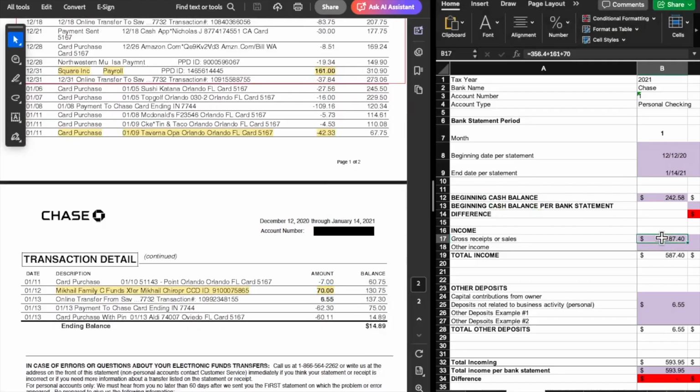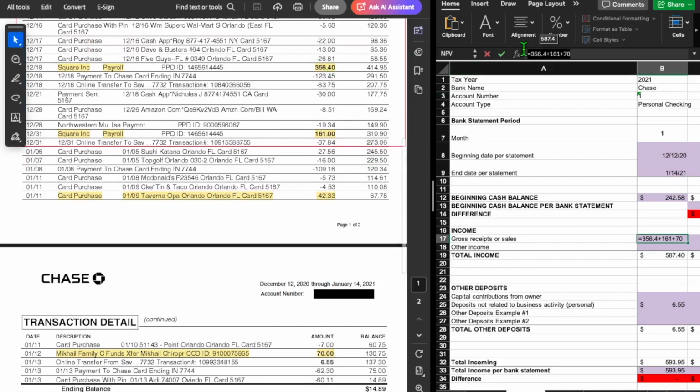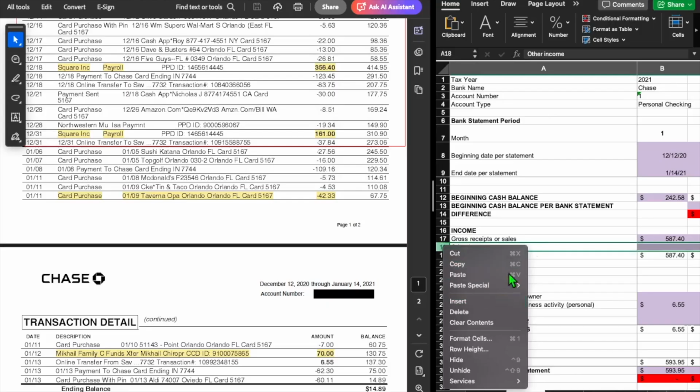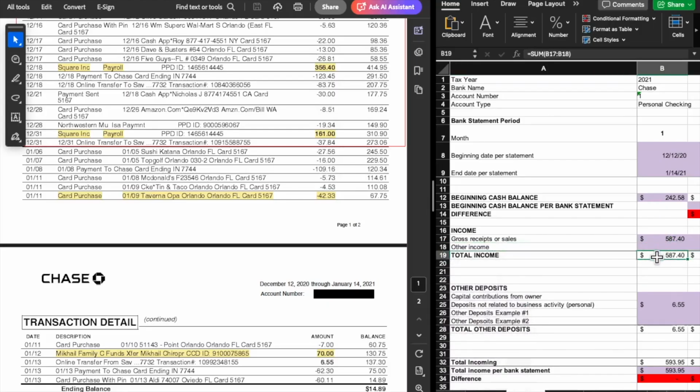So pretty much what I did, and there are different ways you can do this. You can just do a formula where you do equals, and then you just put the numbers, 356.4 is what's right here, plus 161, plus 70. You can add up everything onto one line, or you can insert multiple lines and just have the formula over here add them all up. Personally, I like to just put everything onto one line, but people are different. Maybe some people want to see the detail for all their income sources. I just think it's easier if you put all your incoming sales onto one line. So that's what I did there.